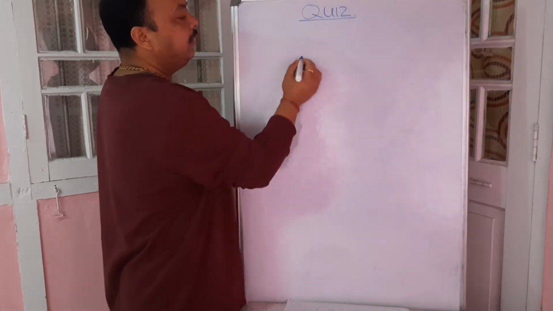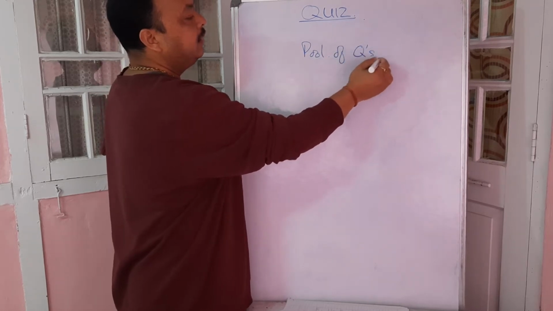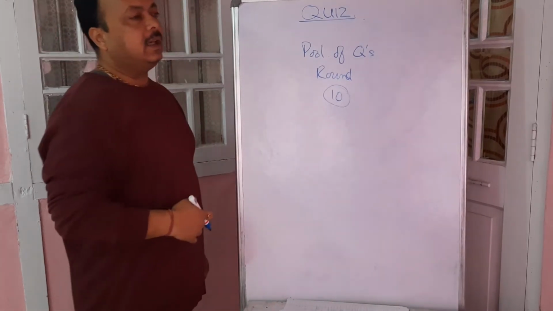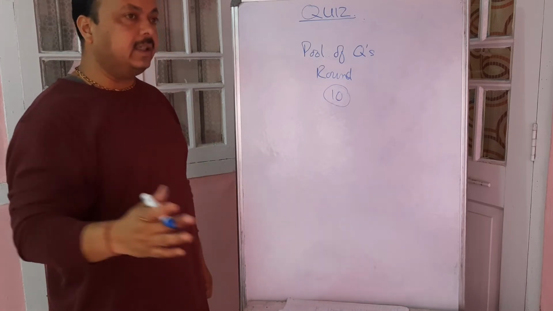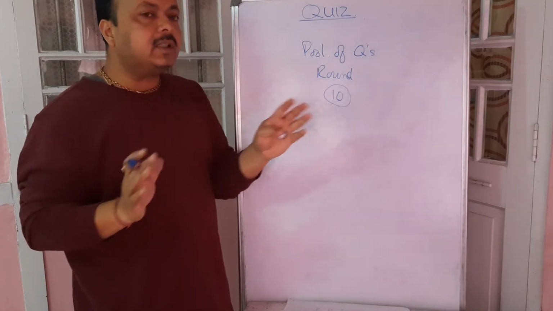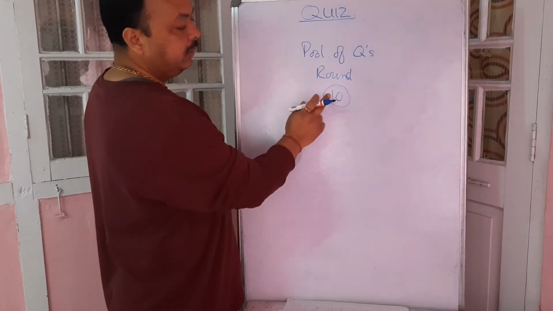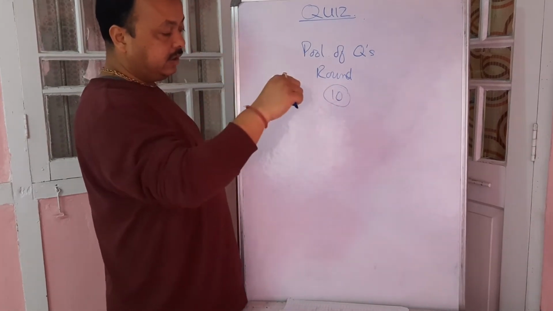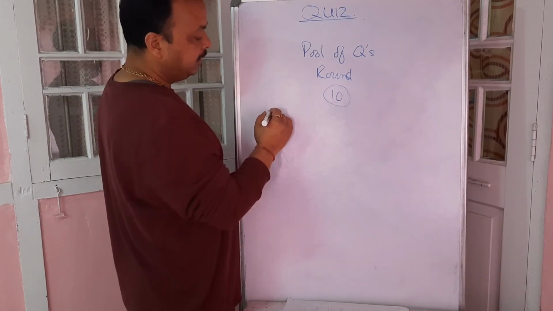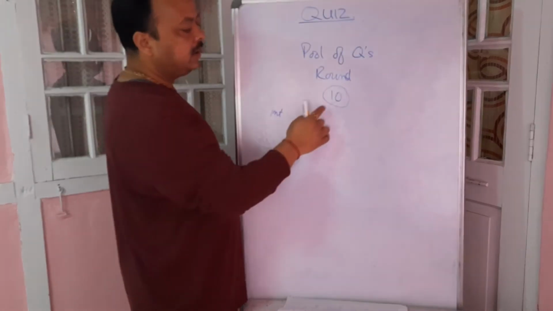The quiz should have a pool of questions for a particular round. Say round 1 has 10 questions. But every time, the questions should not come in a particular order or sequence. The quiz should be able to pick any question from the pool randomly. How many are there? 10. But which question should it pick? See the usage of the random function. You want the quiz to pick one particular question from among 10 questions.